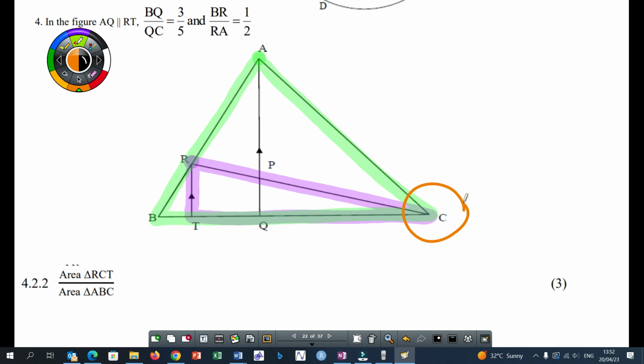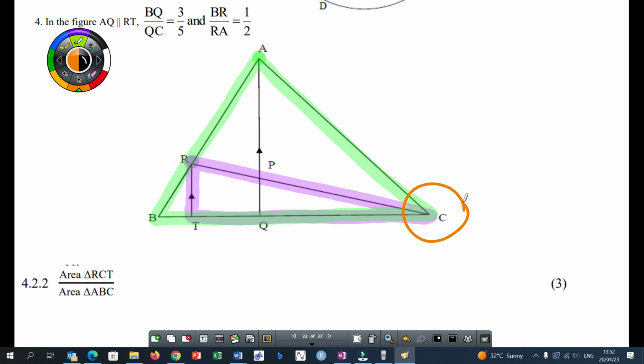TR is not along AB. Therefore, they can't have the same height. If TR was along AB, or if RB was a base of that triangle, then we could say they have a common height. If they share the vertex, then they have a common base, if the bases are along the same straight line.